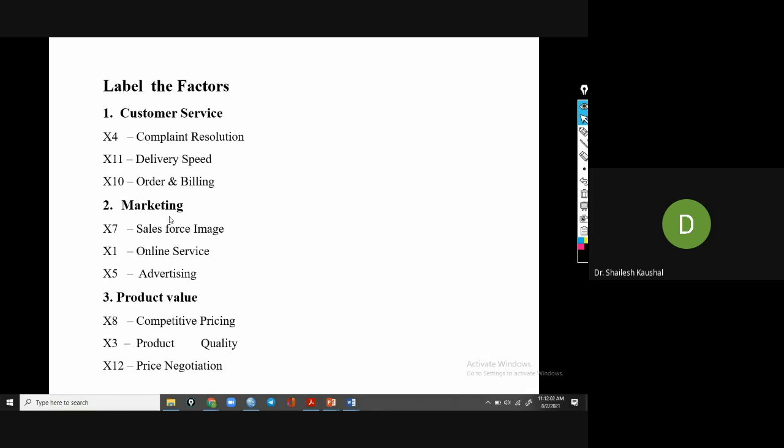The second construct I identified through the factor analysis is marketing, because all three questions are talking about marketing, like Salesforce image, online service, and advertising. These variables are related to marketing, which is why I have given the name marketing. It's the researcher's choice. The third component I identified has competitive pricing, product quality and price negotiation, so it's related to product value. So this is about the concept of exploratory factor analysis.